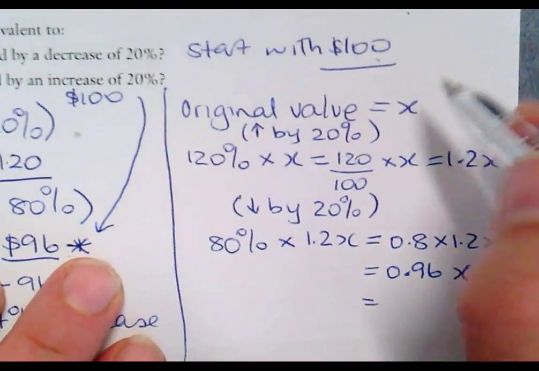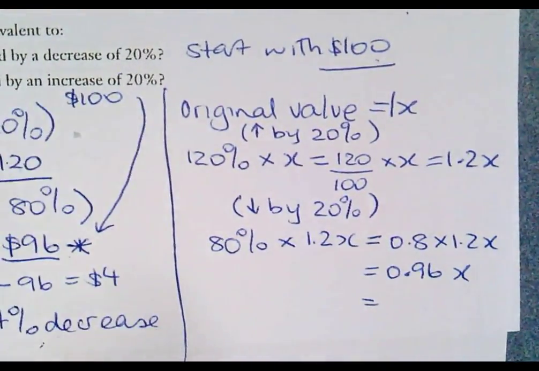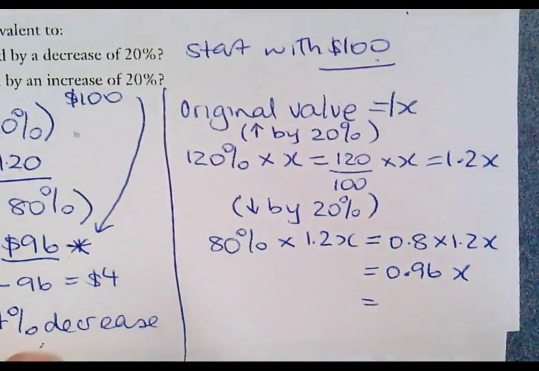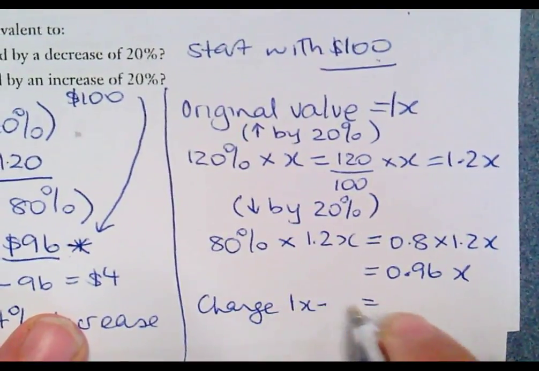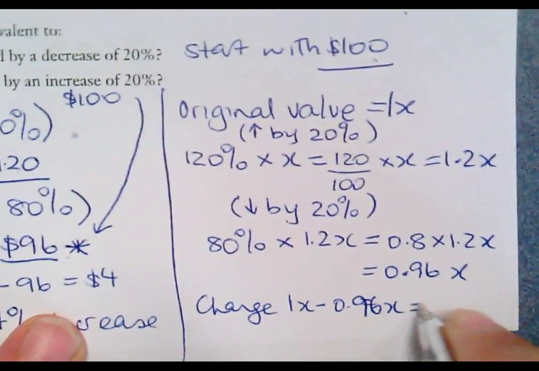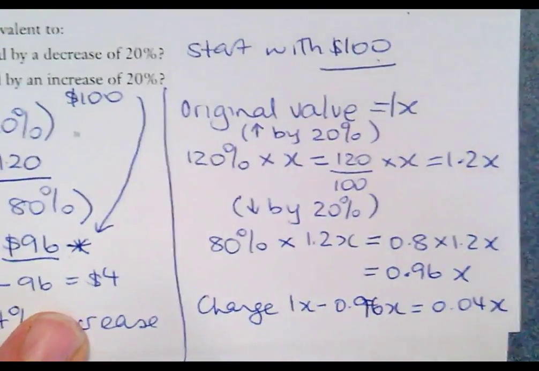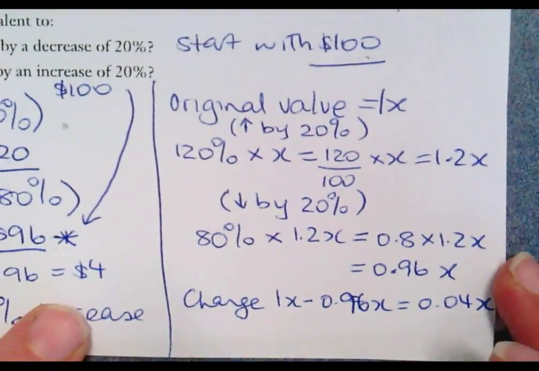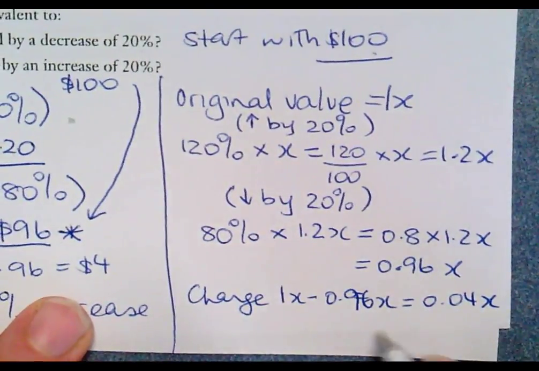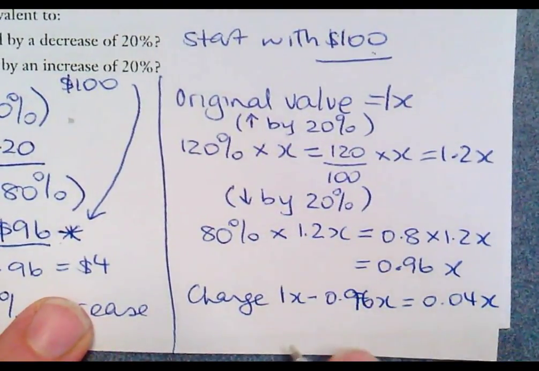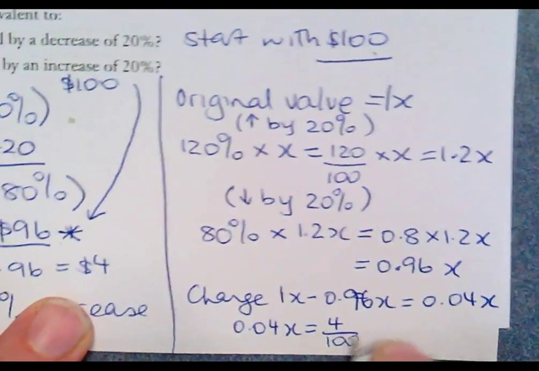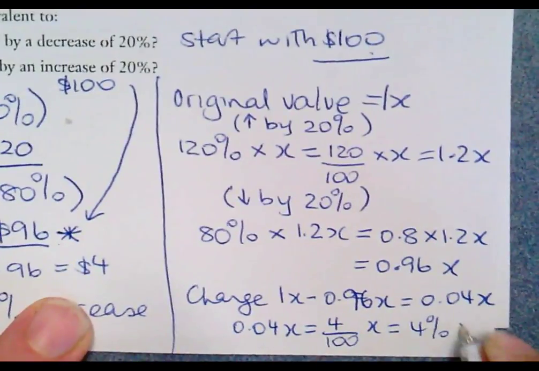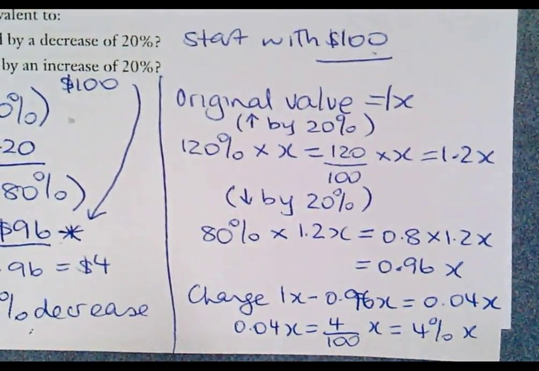So, it started off, original value was 1x. The final value is 0.96x. So, therefore, the change is 1x minus 0.96x, which is 0.04x. You're probably not really liking this. Wait, 0.04 is the same as 4% or 4 over 100. One sec. 0.04x is 4 over 100x, which is 4% of x. So that's a 4% decrease, and I'd say a lot of people wouldn't like this.